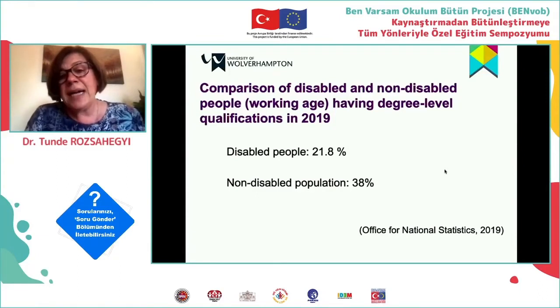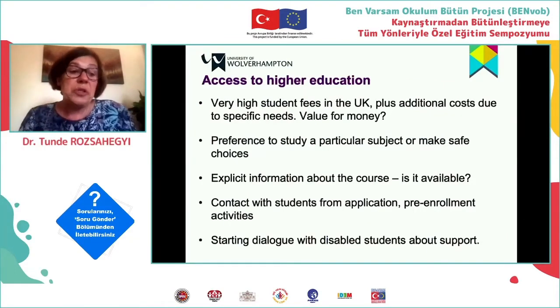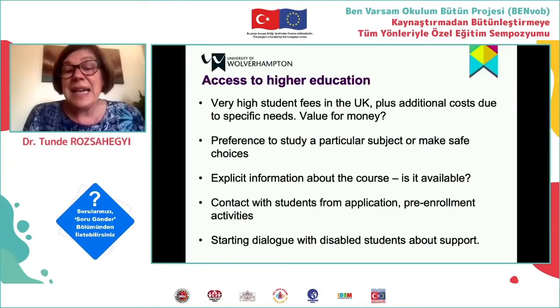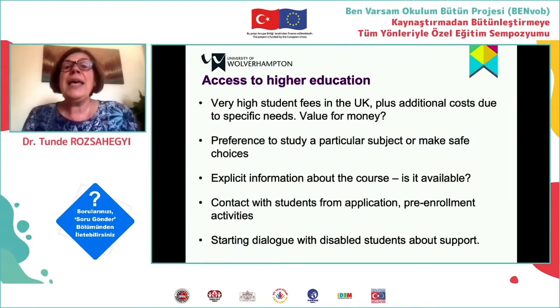And of course, there are particular issues which hinder disabled students from applying or starting university degrees. One is, for example, the issue of access. When I talk about access, I don't mean physical access, but generally the desire and the ability to apply and gain a placement at a university. You need to know that in the UK, students pay very high student fees. For one academic year, it is at the moment £9,250, which is quite a lot.